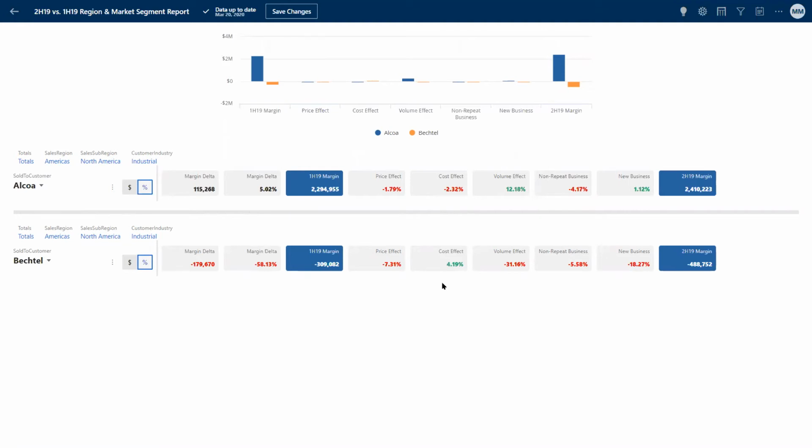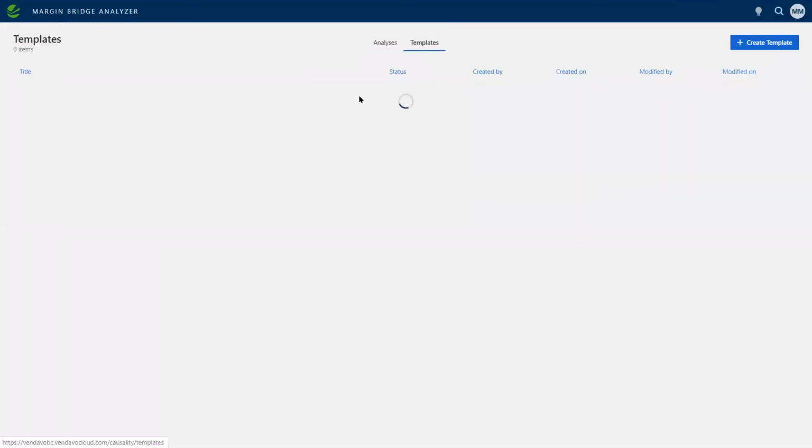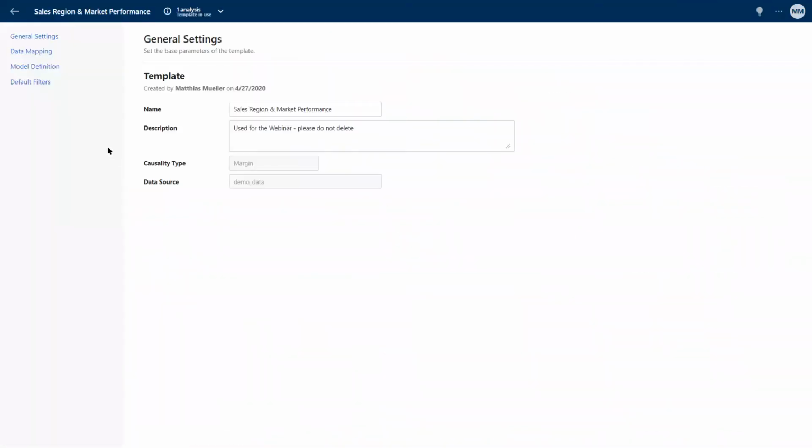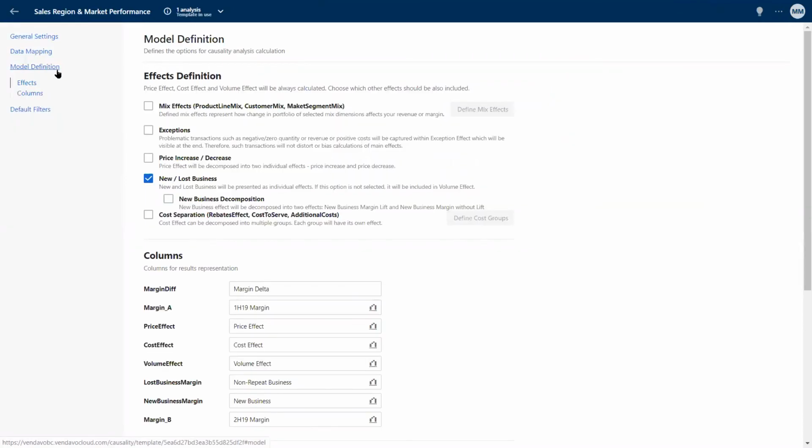So what's needed here is a more granular breakdown of the cost effect. Let's quickly refine the model to gain better insights and visibility into the root cause. As a key user, you have access to this template creation section, and you can create and refine your margin bridge models to suit your specific business needs.